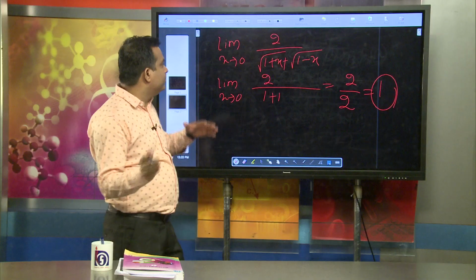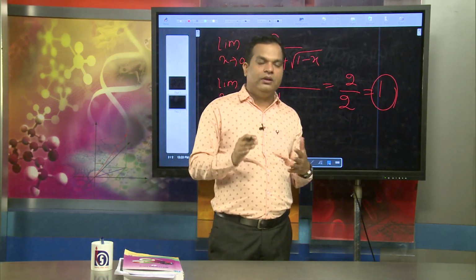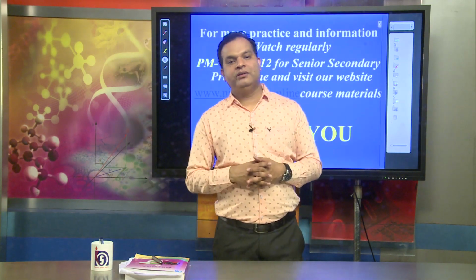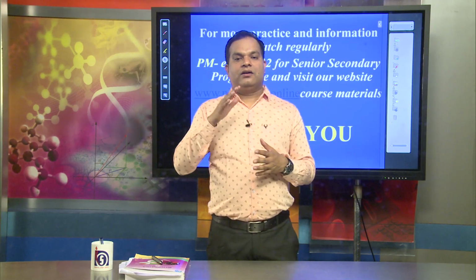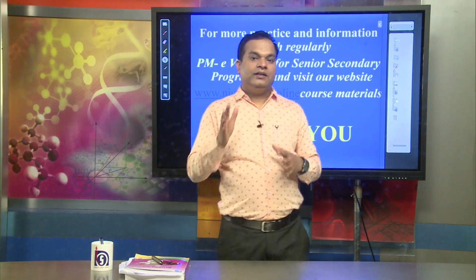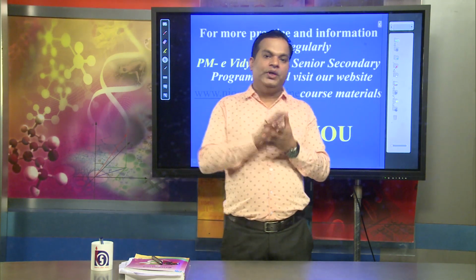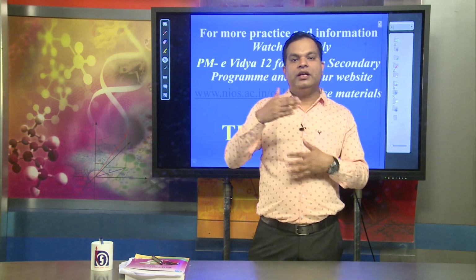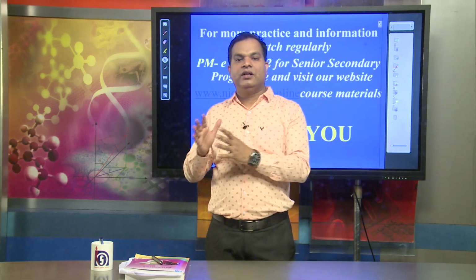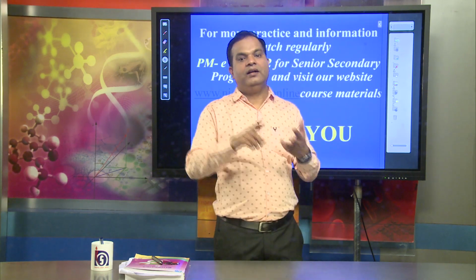So, very simply, by using the method of rationalization, we are able to find the limiting value of the function. Dear learners, now we have discussed what exactly the concept of limit is and when the limit of a function exists, that means the existence of left hand limit and right hand limit. We have also discussed how to find the limiting value of the function, that means the evaluation techniques of limit. Basically 3 methods we have discussed: substitution method, factorization method and rationalization method.